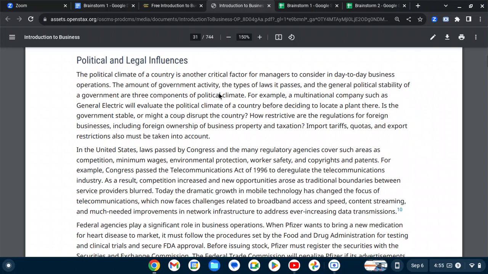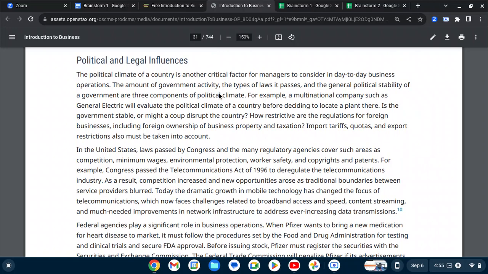Political and legal influences. The political climate of a country is another critical factor for managers to consider in day-to-day business operations. The amount of government activity, the types of laws it passes, and the general political stability of a government are 3 components of political climate. For example, a multinational company such as General Electric will evaluate the political climate of a country before deciding to locate a plant there. Is the government stable, or might a coup disrupt the country?